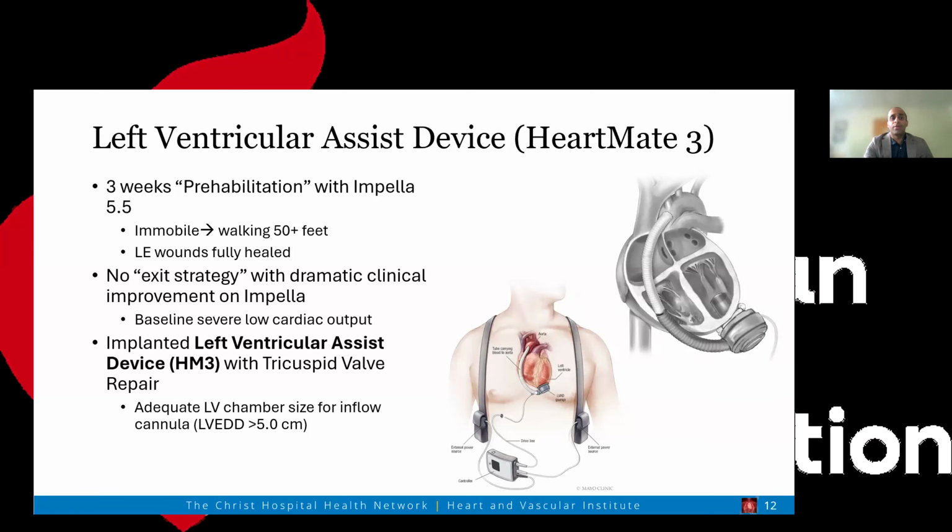But remarkably, she did very well with 3 weeks of rehabilitation in the hospital. She went from being completely immobile, requiring 3 people for transfers, to walking 50 feet with a walker. Her lower extremity wounds also fully healed with all that fluid finally drained off of them. But at this point, she was in low output heart failure with a low ejection fraction and no real exit strategy. So at that point, the multidisciplinary heart failure committee came together, and the decision was made with patient shared decision-making to pursue a left ventricular assist device.